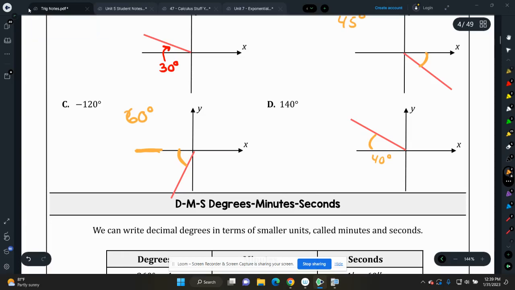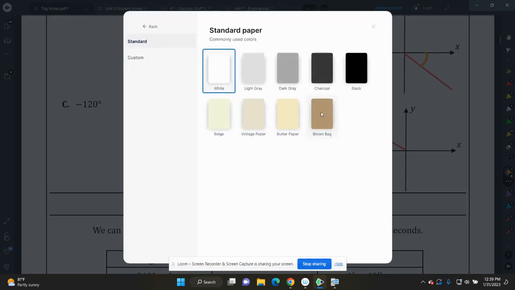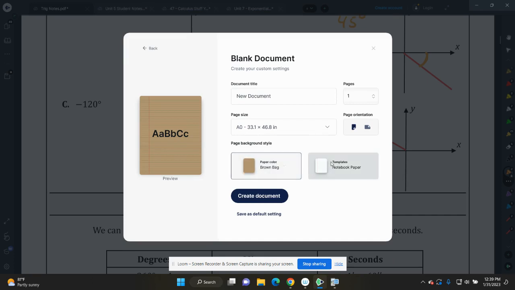Where's my blank page? ¿Dónde está? If we need a different color, let's get a different color. Ew. Okay, wait.